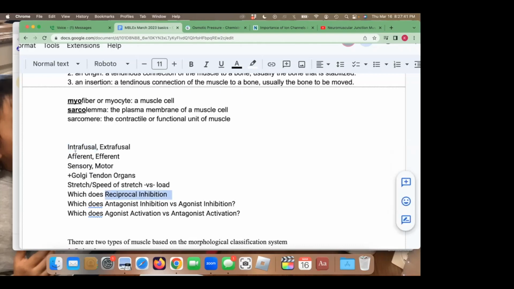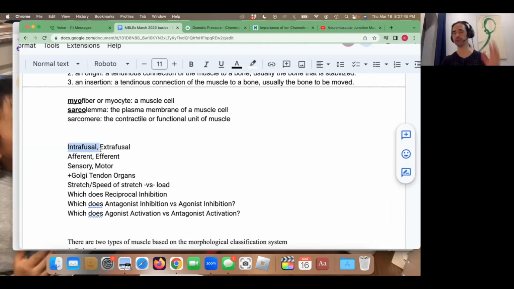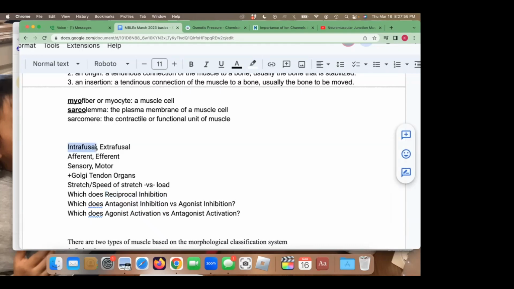You can do it. Reciprocal inhibition comes from intrafusal muscle fibers. We've lost too many people. No one gets left behind. Okay. Reciprocal inhibition comes from the intrafusal fibers.